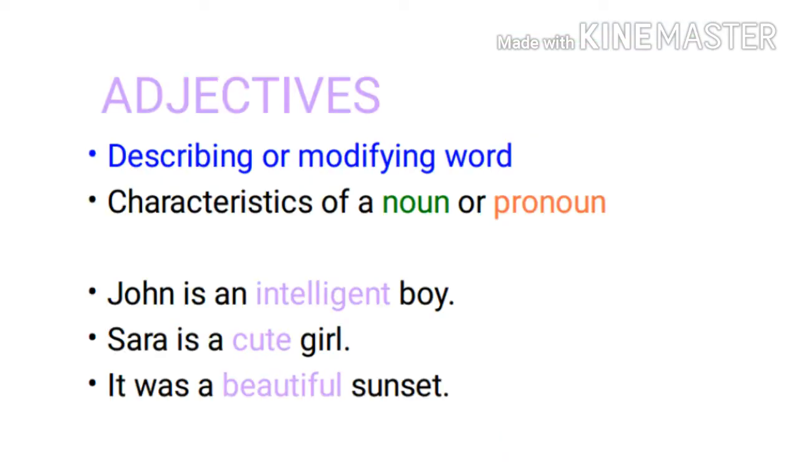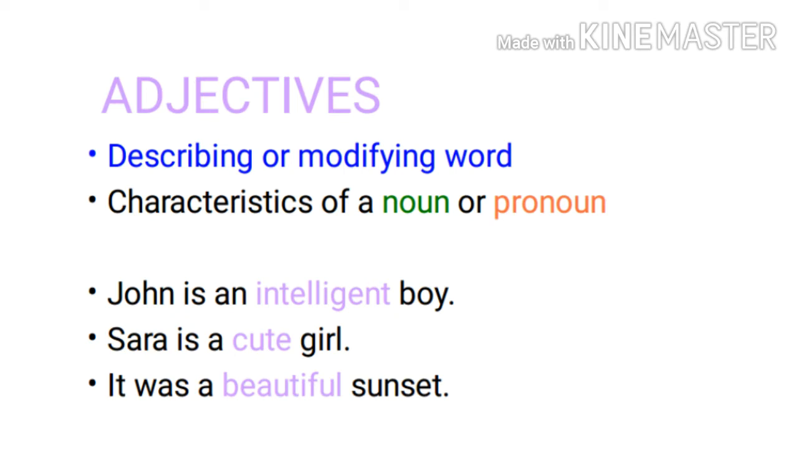So, what is an adjective? The answer is very simple. It is a describing word or modifying word. Then comes the question, what does an adjective describe or modify? Remember, an adjective describes or modifies the characteristics, that is, the special features of a noun or pronoun.